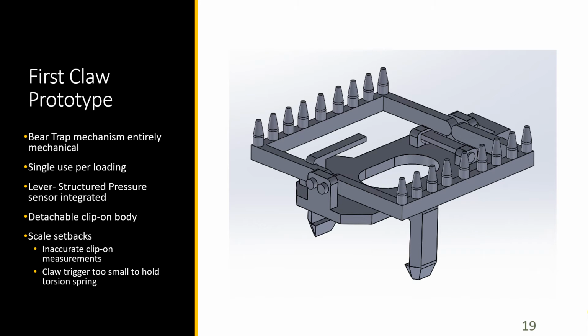Thank you, Rachel. Now we're moving to the claw mechanism, the design process, and the first and last prototype that we built in this project. The claw mechanism is inspired by a bear trap mechanism, which is an entirely mechanical system. It uses a two-jaw system with a trigger that is activated by a torsion spring underneath and a pressure sensor that is, in this case, a lever. The use for this claw mechanism is a single load per use. Therefore, you need to reload every time you deploy the drone.